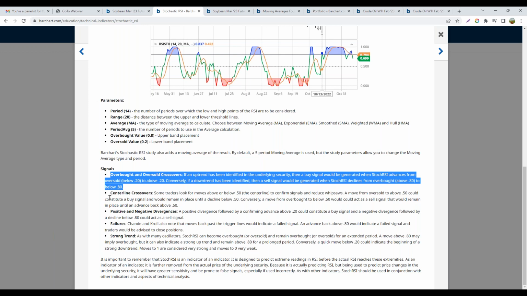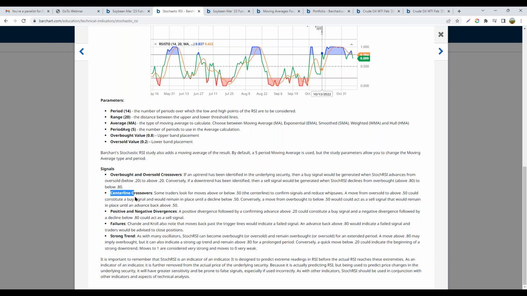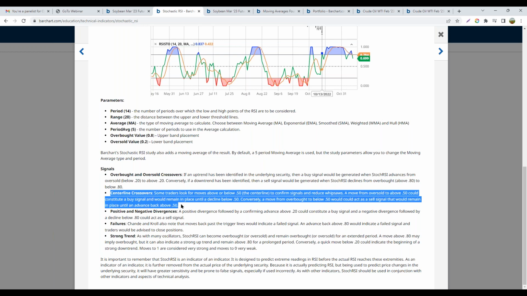Now, the other signal that we can use is called the centerline crossover. This one is a little bit more conservative, again, a little bit more delayed, but it is as effective as the overbought and oversold crossover signals.